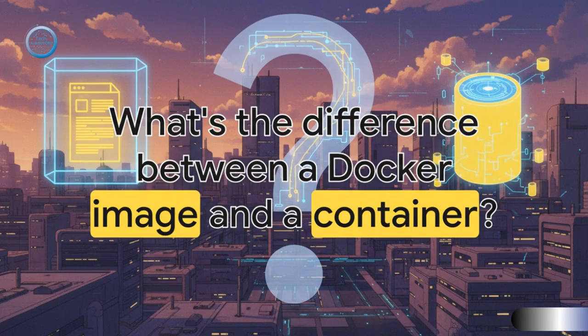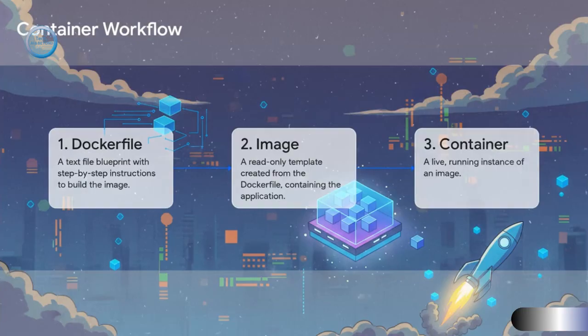You can think of it like a class and an object in object-oriented programming, or maybe even simpler. Think of it as a recipe versus the cake you actually bake from it. Okay, so the workflow starts with a Dockerfile. This is just a simple text file. It's a blueprint with instructions like start from a base Linux OS, install Python, copy my app code, and run this command when you start.